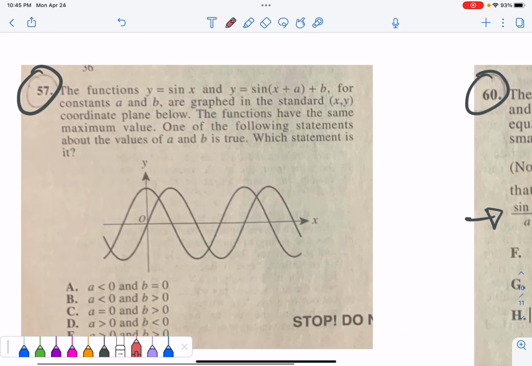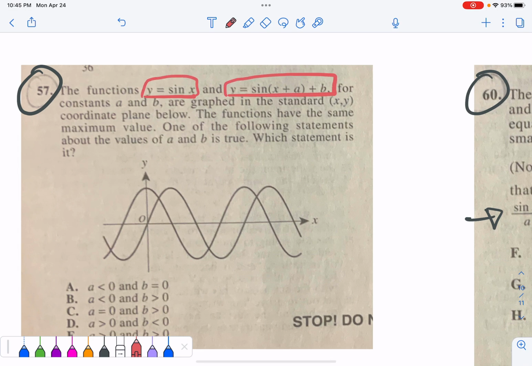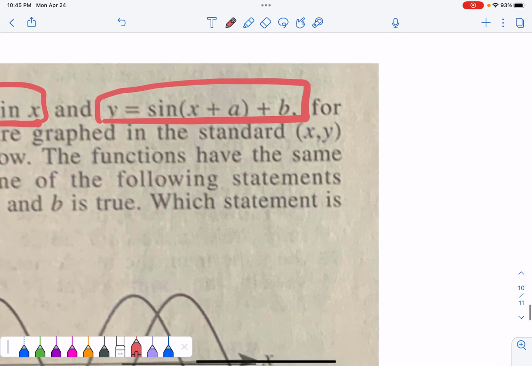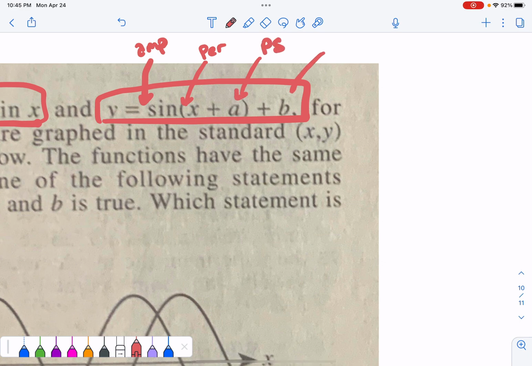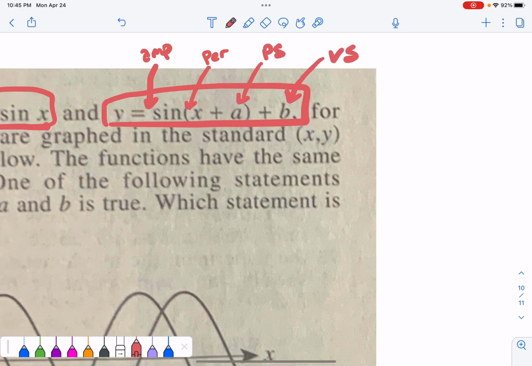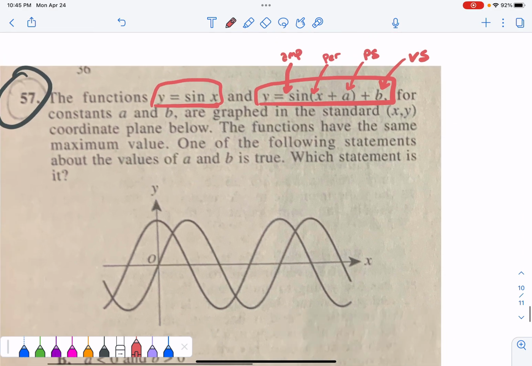So here we go. The graphs of the functions y equals sine of x and this one right here. Oh man, trig class. Do we remember what these numbers mean? They don't have a number here, but this is my amplitude. The number in front of x is going to tell me the period. This one is going to tell me my phase shift. This one is going to tell me my vertical shift. Okay, so here we go.